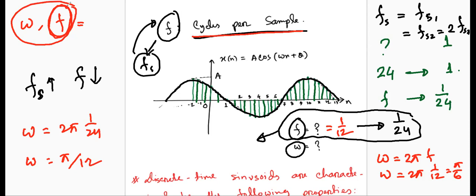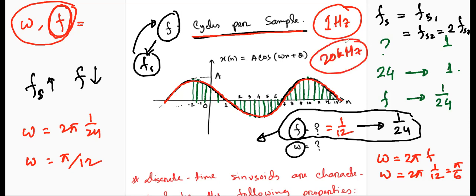Why are they relative frequencies? Because they are relative to the sampling frequency. Even though the analog signal remains the same, the frequency can be changed. I'm asking a very lame question. In an analog signal, if the frequency is 1 hertz, can you change that frequency? If a signal is 20 kilohertz, it will remain 20 kilohertz.